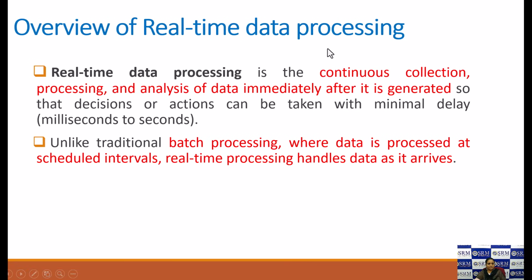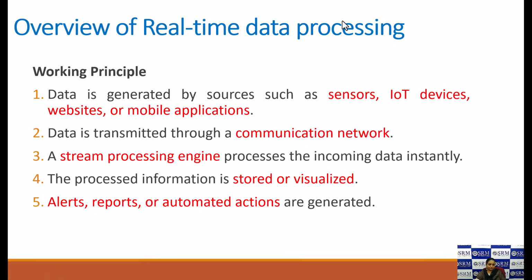This is just the opposite of the previous batch processing, where the data is processed at scheduled intervals, whereas real-time data processing handles the data as it arrives, fresh, and it finishes off the work. The working principle behind real-time data processing is that data is generated by sources such as sensors, IoT devices, websites and mobile applications, and then the data is transmitted through a communication network, because once the data gets generated, it has to reach any app or server only through the communication network, which is nothing but your internet.